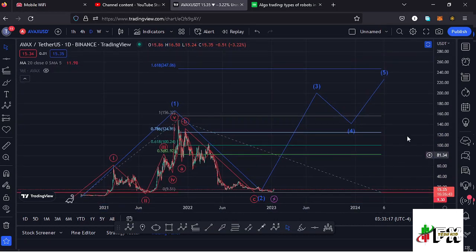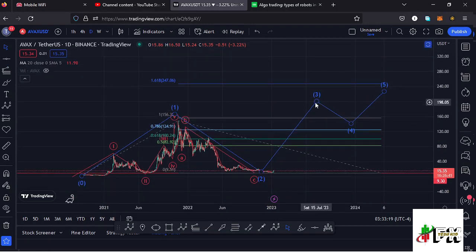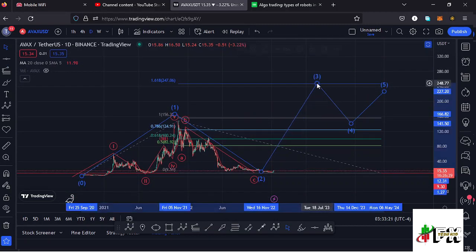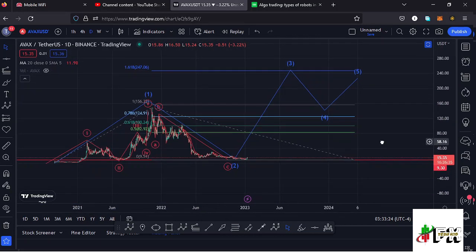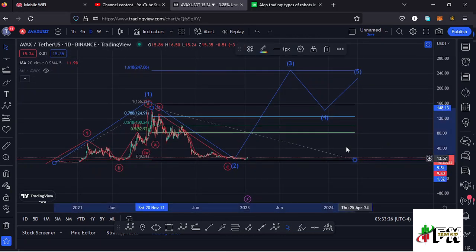That gives me a minimum target area at the fib level 1.618, which perfectly lies at around the $247.06 mark, and that is the minimum that I would expect Avax to do on the long-term scenarios.